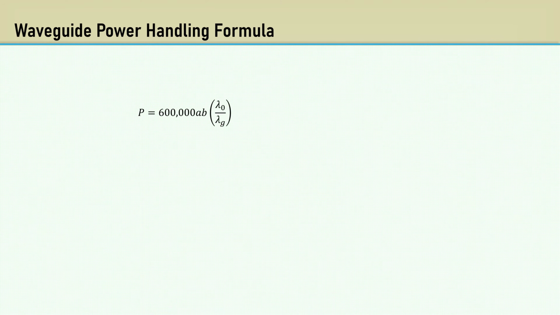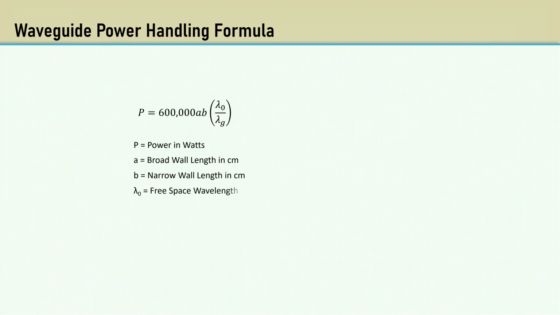This is a type of formula you will often find in microwave textbooks for waveguide power handling, where P is the power in watts, A is the broad wall length in centimeters, and B is the narrow wall length in centimeters. Lambda is the free space wavelength of the signal transmitted through the waveguide. Lambda sub G is the waveguide wavelength.